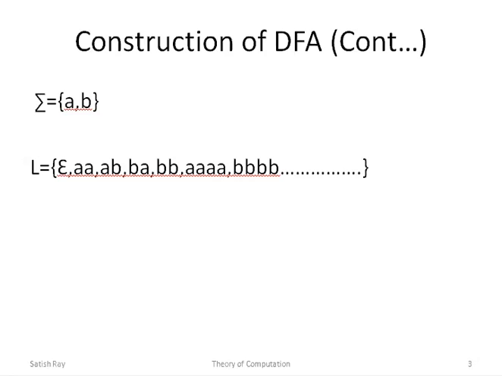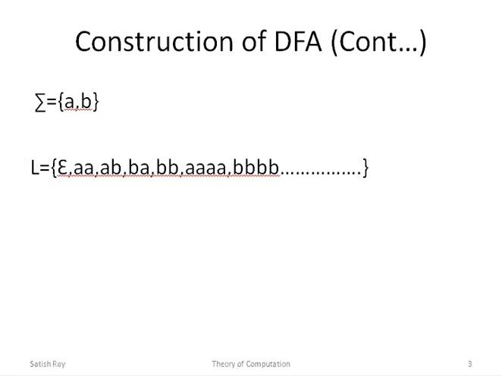So now we are going to construct a DFA that will accept empty string, and it will accept strings of length 2, strings of length 4 and strings of length 6 and so on. Simultaneously, it should also reject input string of length 1, 3, 5, 7 and so on.